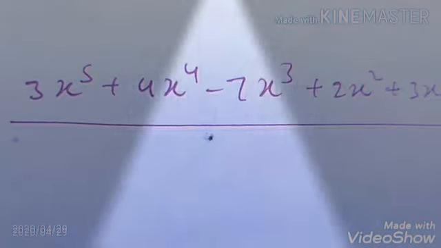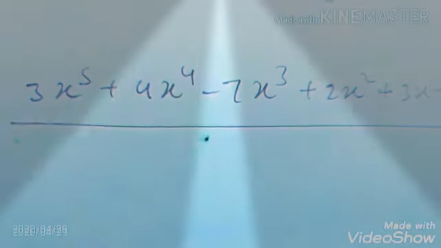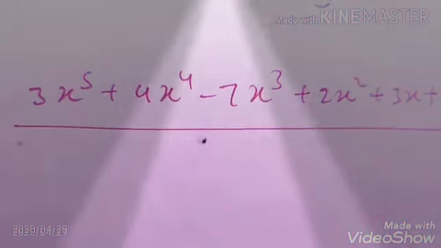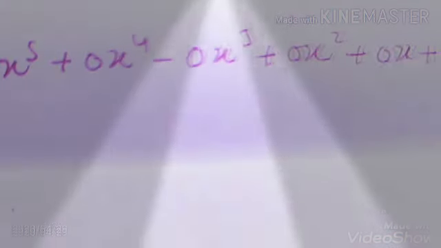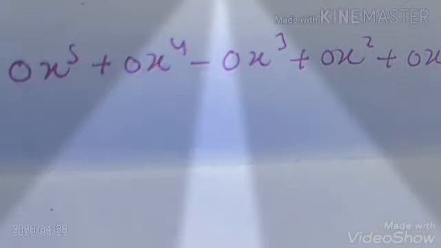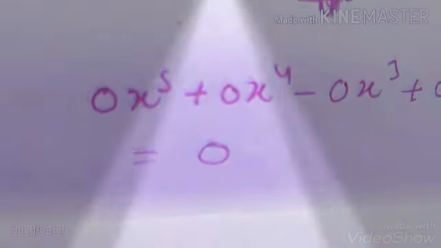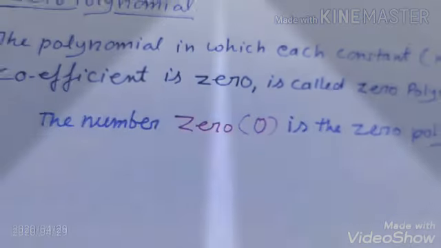But imagine if all constant coefficients were 0, then how would the polynomial look like? 0x power 5 plus 0x power 4 minus 0x cube plus 0x square plus 0x plus 0. This would look like this. And what will be its final value? As you know that when any quantity is multiplied by 0, the result is 0. So its value would have been 0, which is called zero polynomial. So there is only one number or only one quantity which is called zero polynomial. So we can say the number 0 is the zero polynomial.